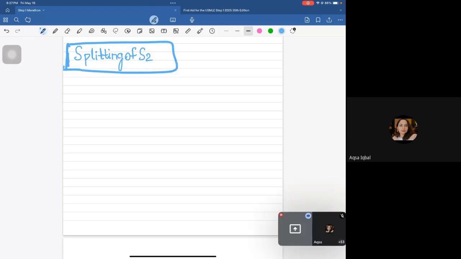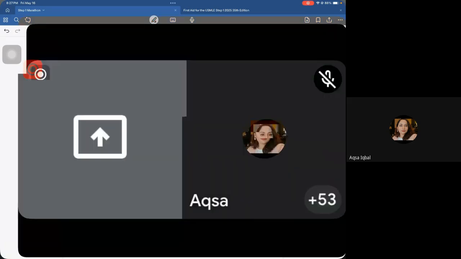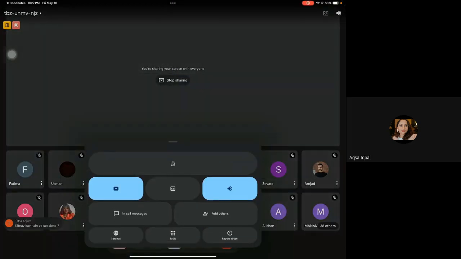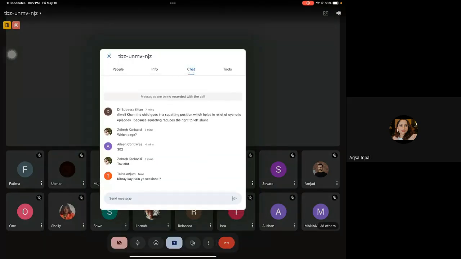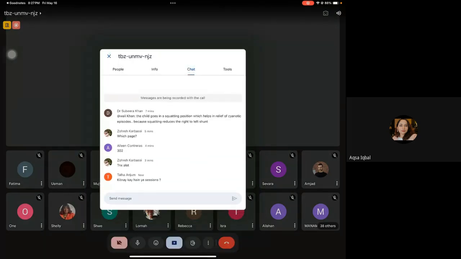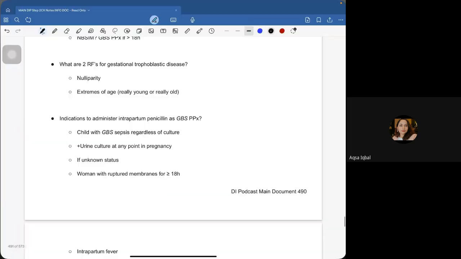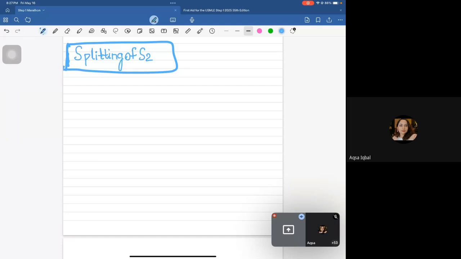Can anyone tell me what produces the S2 heart sound? Aortic and pulmonary valve closure. Yes, right. So when the aortic and pulmonary valves close, there would be an S2 heart sound. So first let's write here: S2 is caused by closure of the aortic and pulmonary valves.